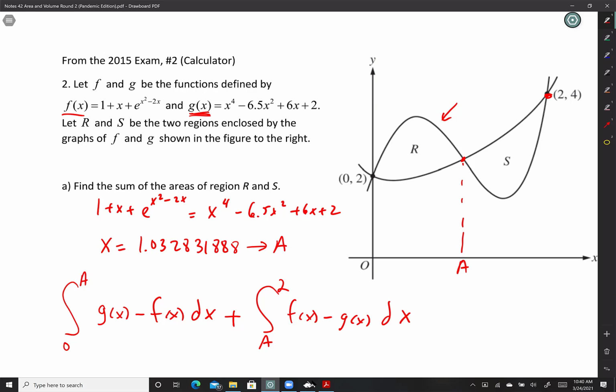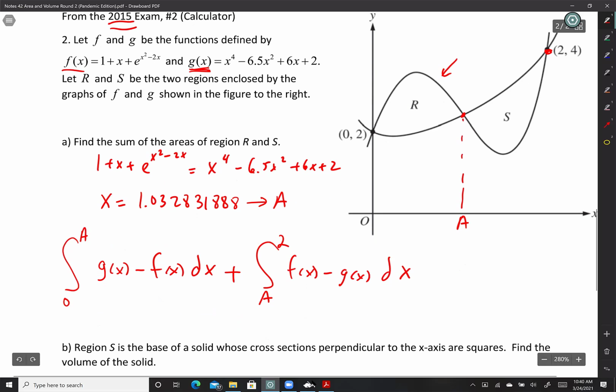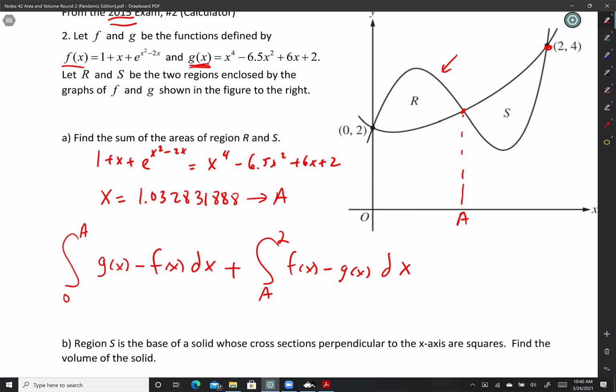Now, this was the first year that I was at the reading. I wish I would have graded this question. Don't quote me because I don't remember, guys. It's been a long time, 2015. That's a long time ago. I think there were some very smart students that did this. They just looked at it and they were like, they want the area. I don't care about direction. Integral 0 to 2, absolute value, f of x minus g of x. And I believe that gave the right answer.